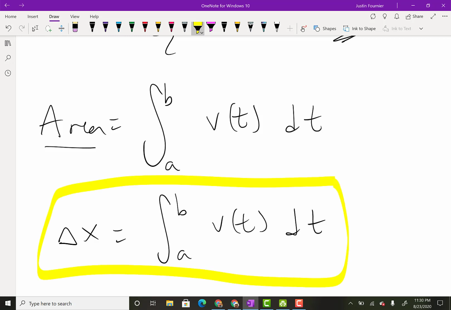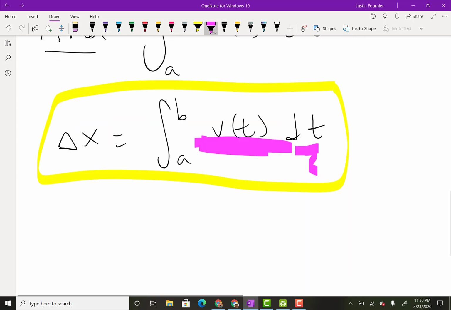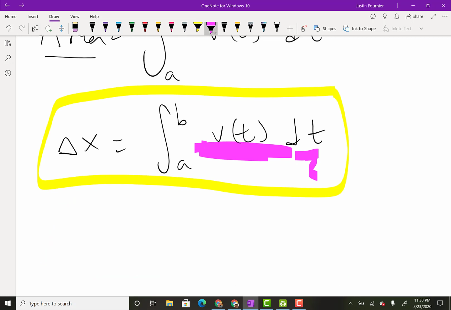So what we do is we take the integral of that velocity function with respect to time, and once we get that, we evaluate it between the points A and B. Look back at the previous video to see how to evaluate those things, and then you'll get the displacement between those 2 points.